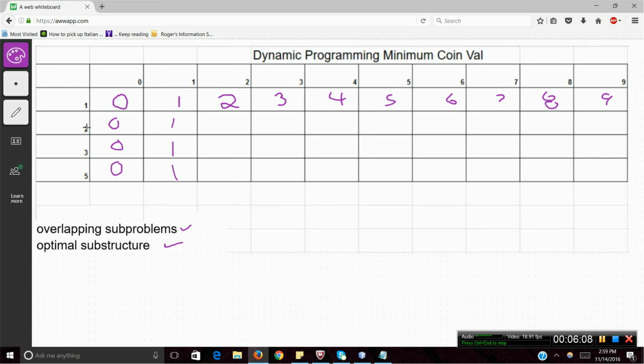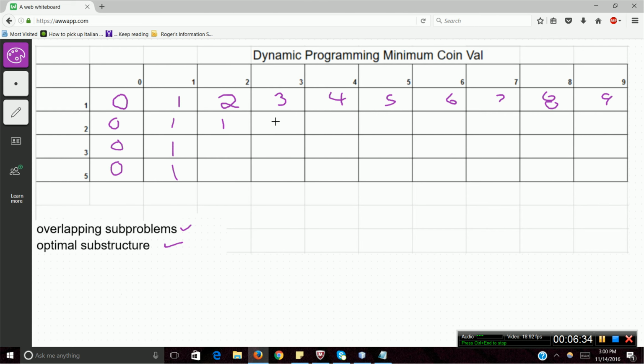So now that we have the 2 cent coin and we're here, we can look 2 spots back on the table because our value is 2 here. So we look 2 spots back on the table and we see it only required 0 coins to make that value. So we can add the 1 coin, which is the 2 cent coin, and we're going to have this value here.